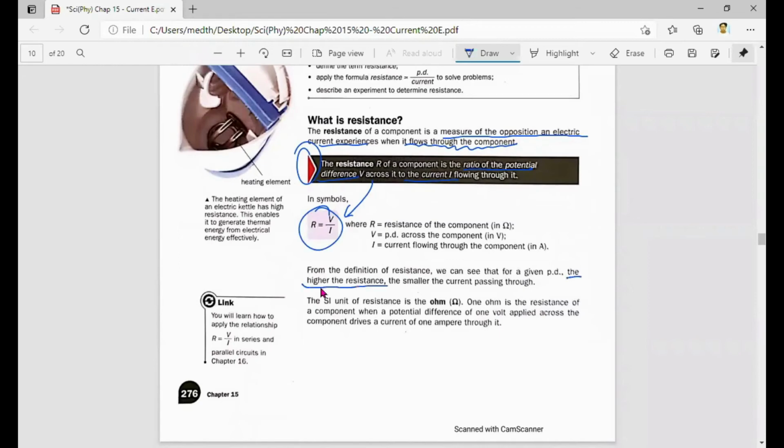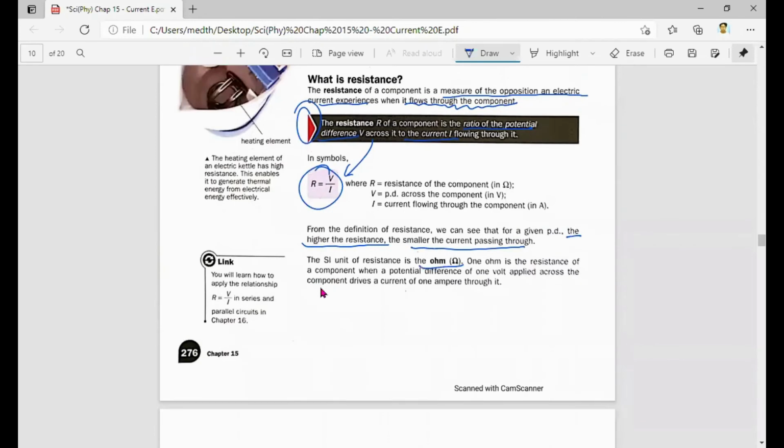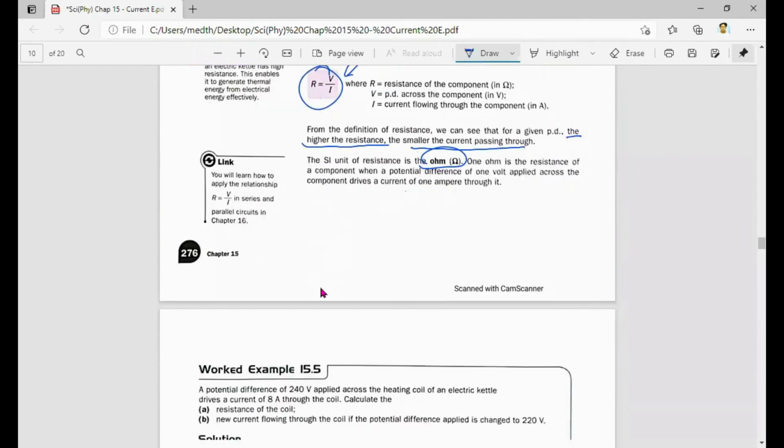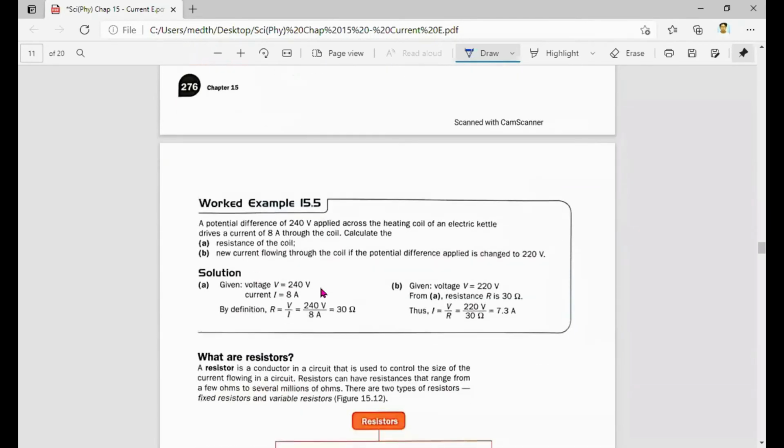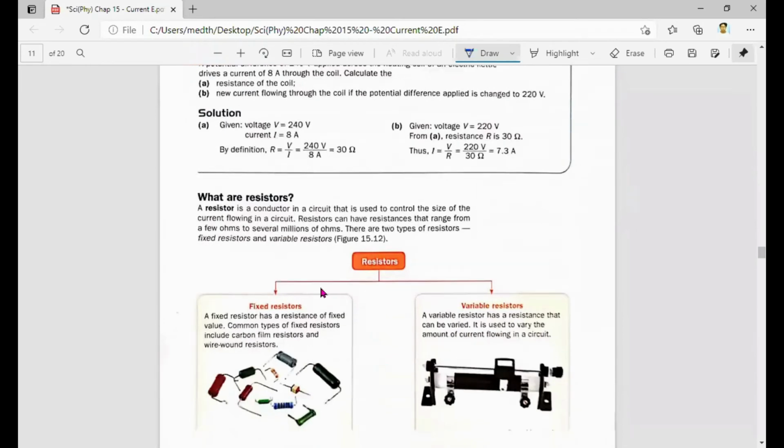The higher the resistance, the smaller the current passing through it, because the higher the resistance, the greater the opposition that the current experiences, and hence the current amount will be lesser. So what's the SI unit for resistance? It's ohm, this sign over here. So that's for resistance. And then look at how you can apply the calculation. I think V equals IR shouldn't be too much of an issue for many of you. And I think this should be quite okay.